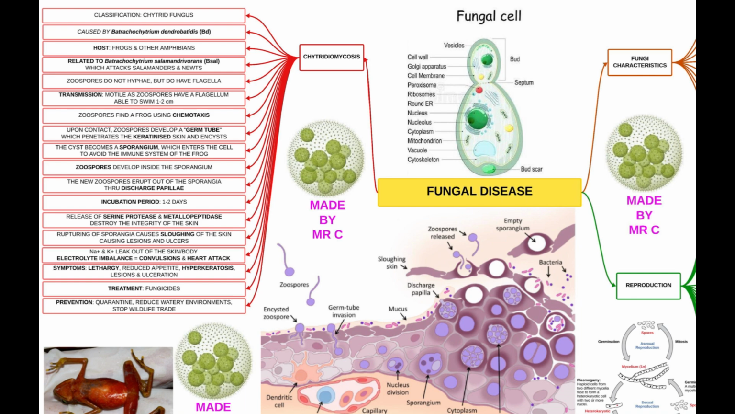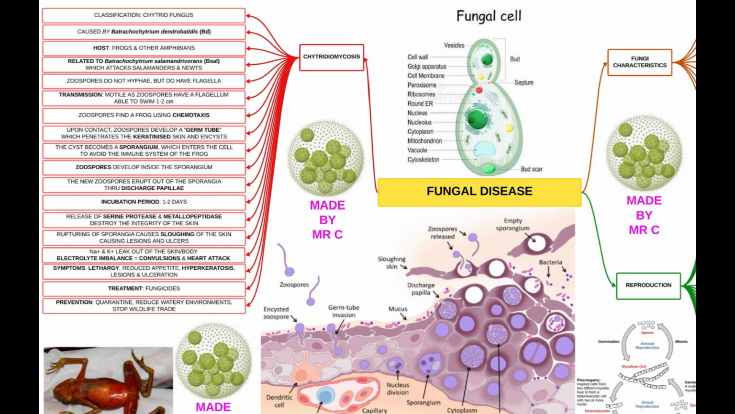Upon contact, the zoospores develop a germ tube, which penetrates the keratinized skin and then cysts. Keratinized just means it has many layers of keratin. This is why it only attacks adult frogs, because tadpoles don't have any keratin. The cyst becomes a sporangium, which enters the cell to avoid the immune system of the frog. The zoospores develop inside to become the sporangium. The zoospores erupt out of the sporangia through discharge papillae.